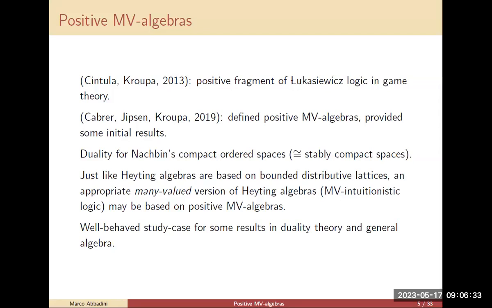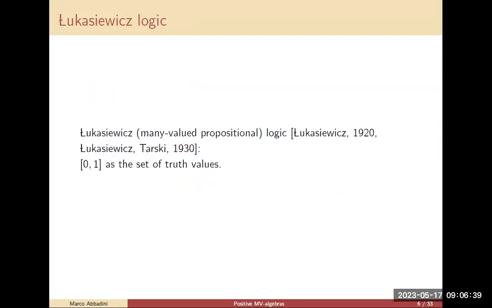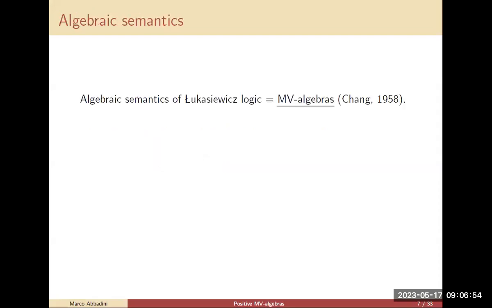Okay, let's go into more detail about what these algebras are about. So the history starts with Lukasiewicz, who introduced this logic, which takes [0, 1] as the set of truth values. It was perfected also together with Tarski in the 30s. And the algebraic semantics are MV-algebras, introduced by Chang. Chang was quite unhappy with a certain proof, and so introduced these algebraic semantics to give a shorter and simpler proof of the completeness theorem for Lukasiewicz logic with respect to the unit interval [0, 1].